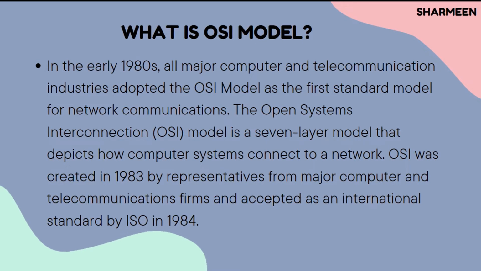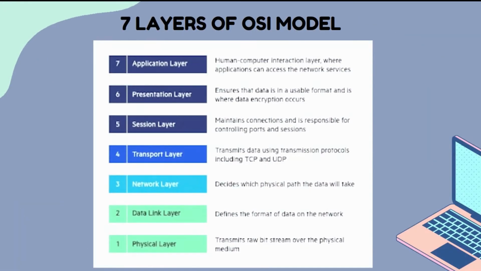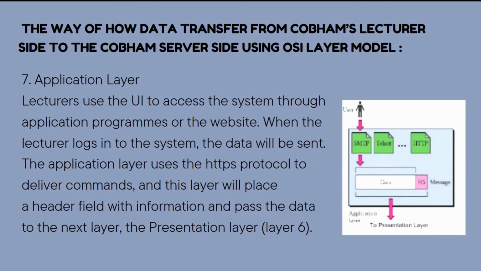Here is a brief explanation of what the OSI model is. Several layers of the OSI model, which are physical layer, data link layer, network layer, transport layer, session layer, presentation layer, and application layer. I will explain how data is transferred from the Cobham lecturer side to the Cobham server side using the OSI layer model. We start from the application layer.